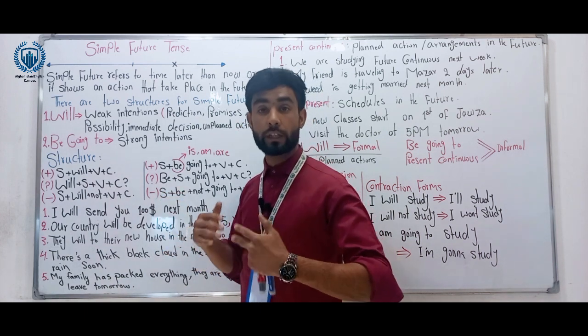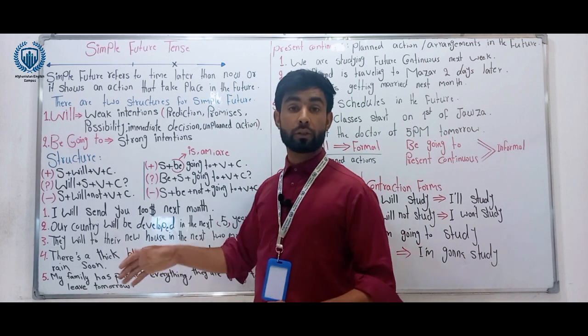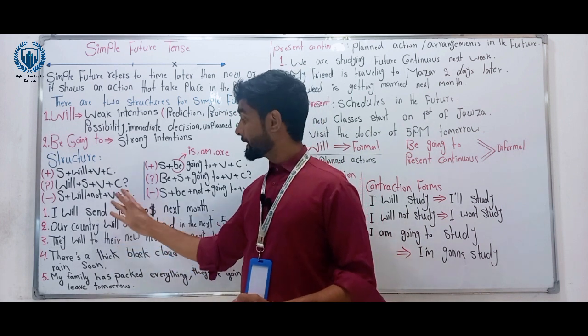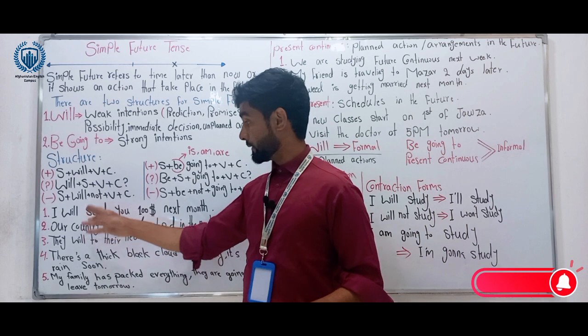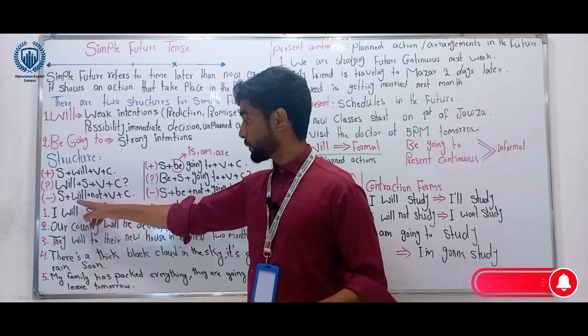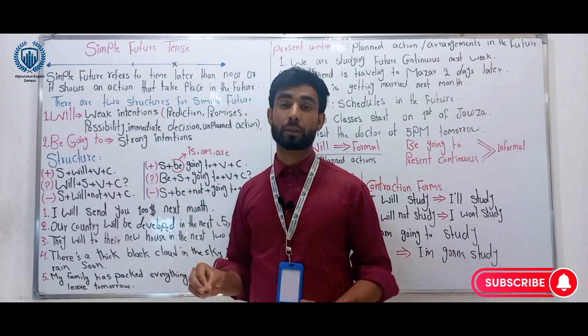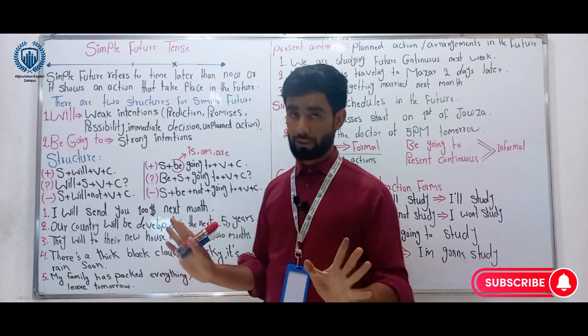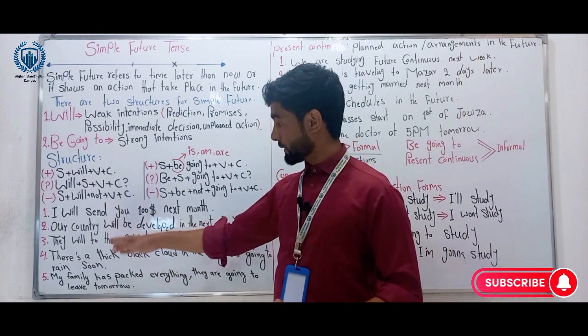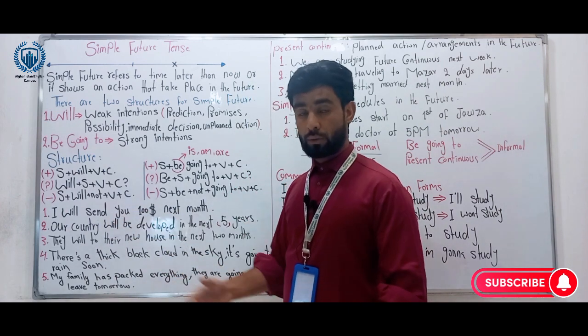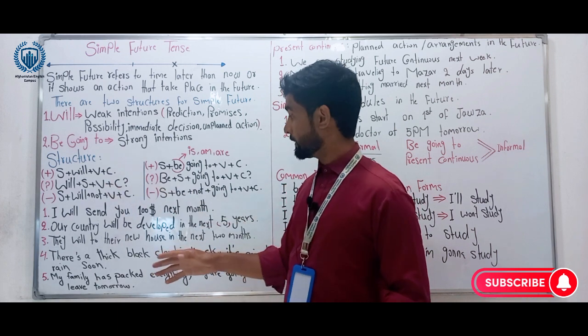We change it to interrogatory form. And in order to make it negative, we add not after will, after the auxiliary verb. Subject plus will plus not plus verb plus complement. This way we can change it to negative. We will come to examples and how to make sentences with this structure later.